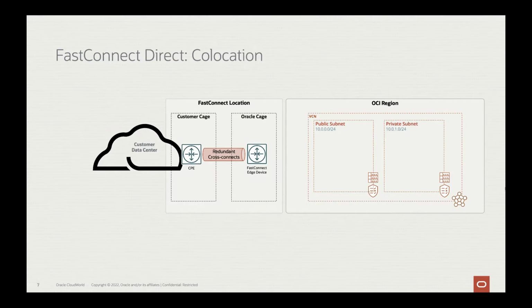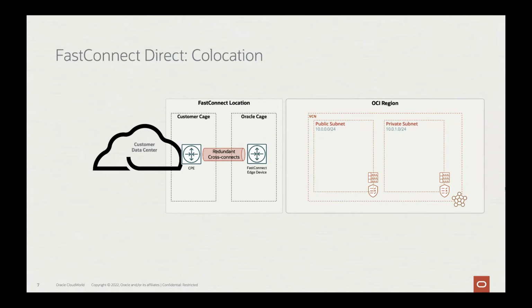Next, in the direct option, specifically co-location here, we're going to remove the partner from the equation entirely. Instead of the partner having a physical presence within that FastConnect data center location, you, the customer, will. You'll work with the data center operator to rent your own physical space within that data center, and then you'll install your own physical infrastructure there, your routers, your switches, etc., whatever you may need.